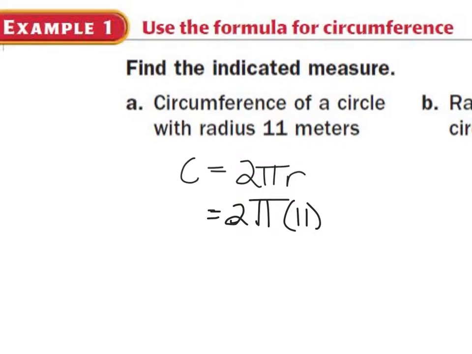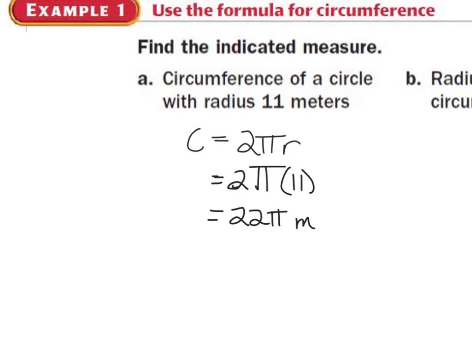You are not going to put this in your calculator yet. We're going to leave it, we're going to write it in terms of pi first. In order to do that, you just multiply the numbers and you leave the pi part. So 2 times 11 would give me what pi? 22 pi. If it asks for the exact value of the circumference, this is how you write your answer, 22 pi meters.